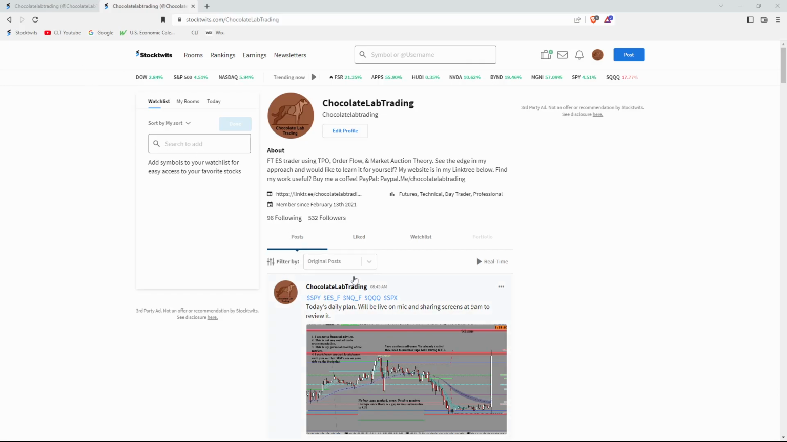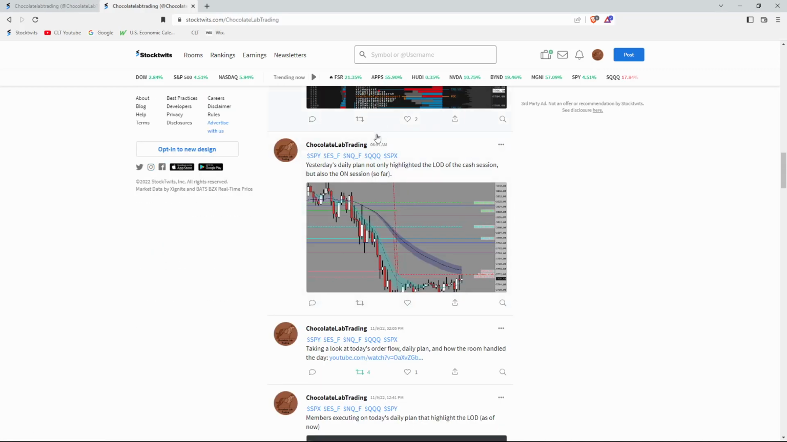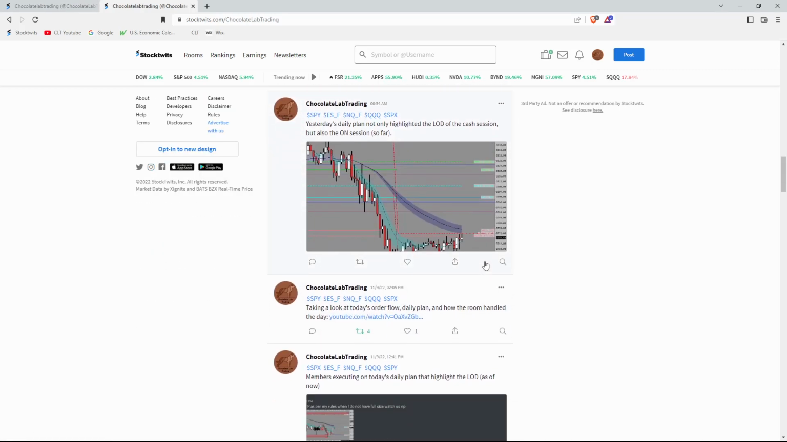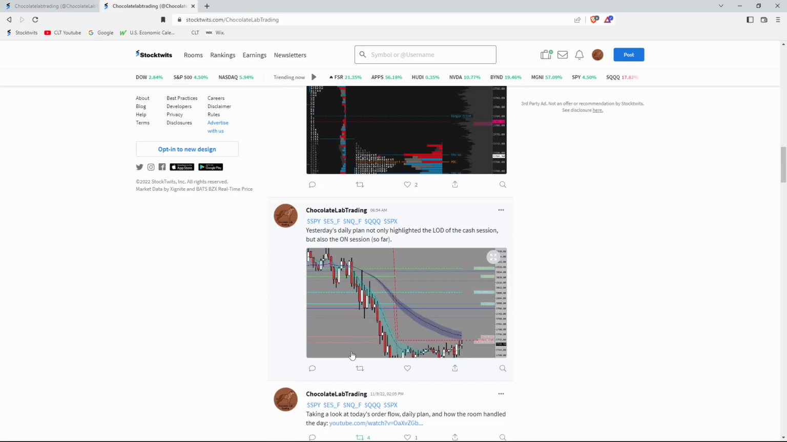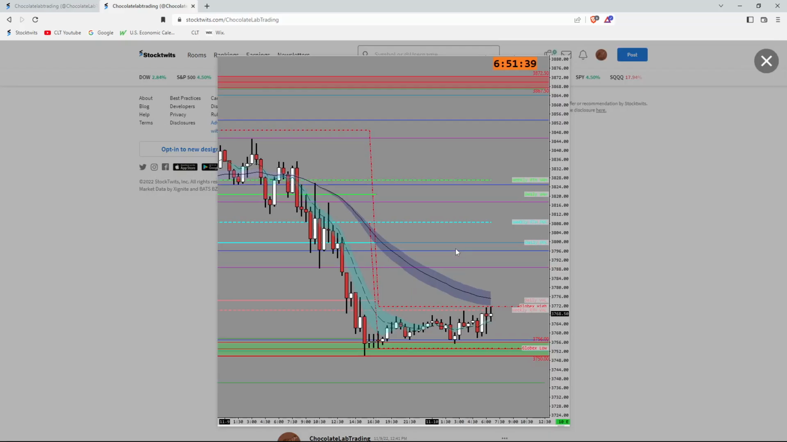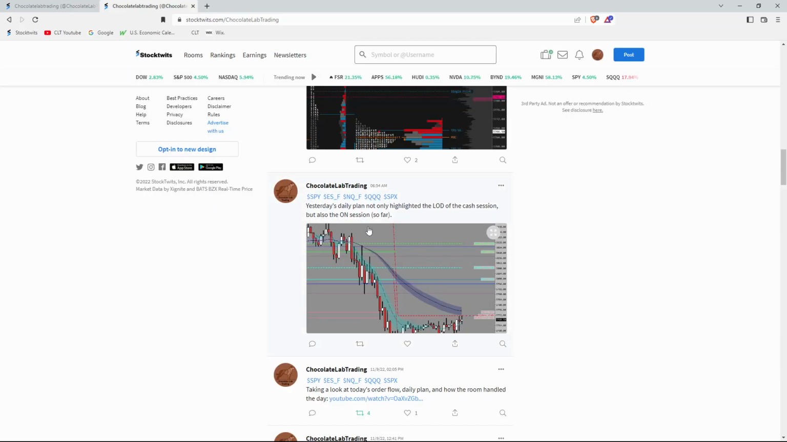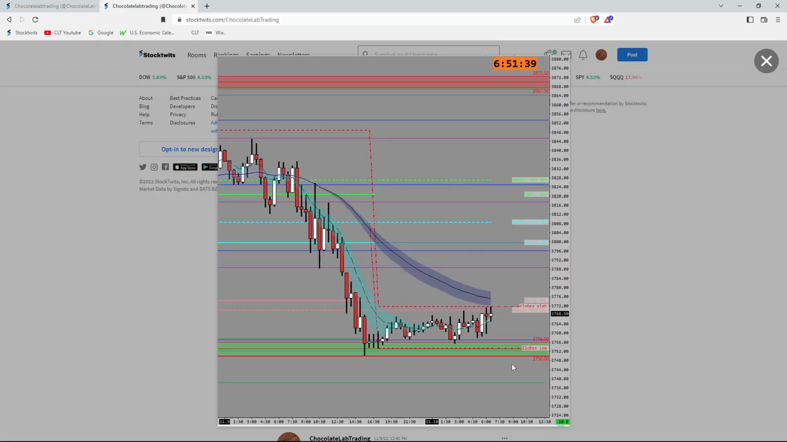So let's go over the daily plan and the makings of the daily plan. I posted it here on StockTwits as well as the community tab on YouTube. It's just easier to go over here. It allows me to open up the pictures pretty well. So first thing I posted was yesterday's daily plan. Not only highlighted the low of day of the cash session, but also the overnight session, right? I said so far, but it did end up being the low, right?